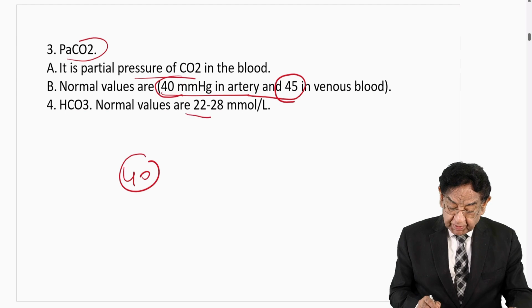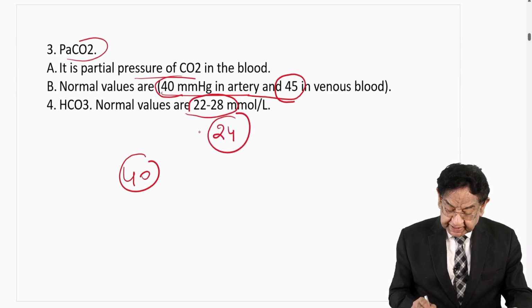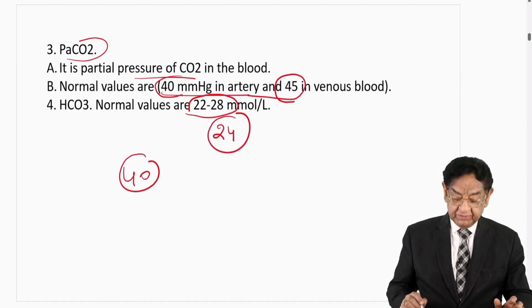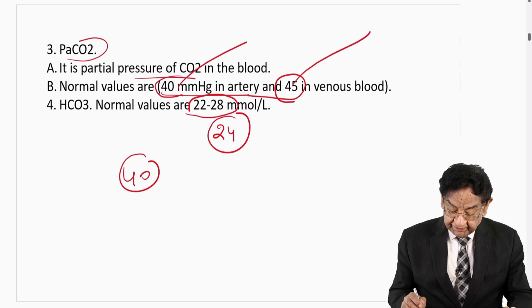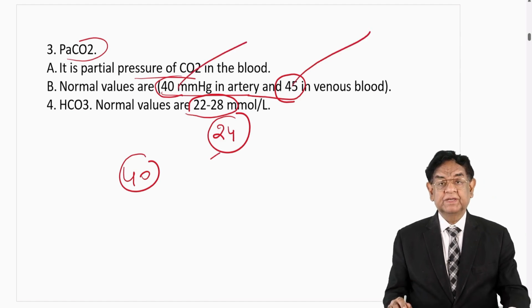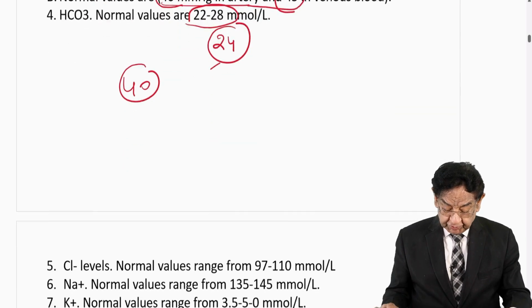Bicarbonate, it is normal 22 to 28. Average I'll be taking as 24, easy calculation. So now we are clear about, in this slide, 40, 45, 24. Okay, with this we move further.